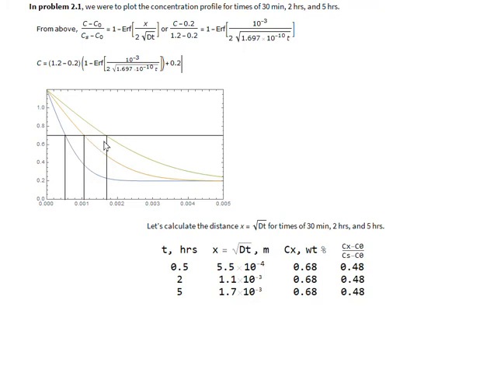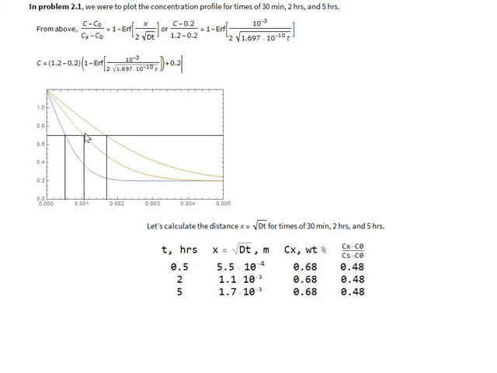Okay, and so it looks like this characteristic length, x equals square root dt, corresponds to a value that's halfway between the surface at 1.2 and the initial value at 0.2, right? Between 1.2 and 0.2, we would have a value of 0.7. So it's approximately half of the concentration difference between the surface and the initial values in the bulk. And so that's what this x equals square root dt is referred to as a characteristic length, because it gives us the value where the concentration is about halfway.